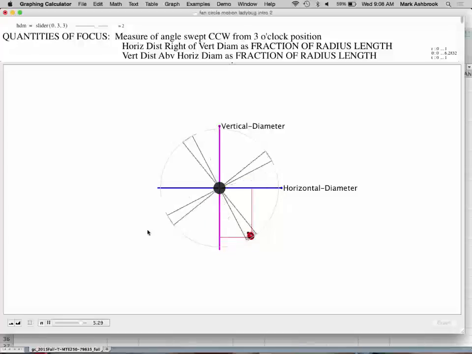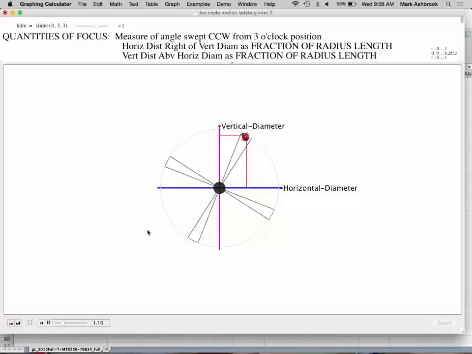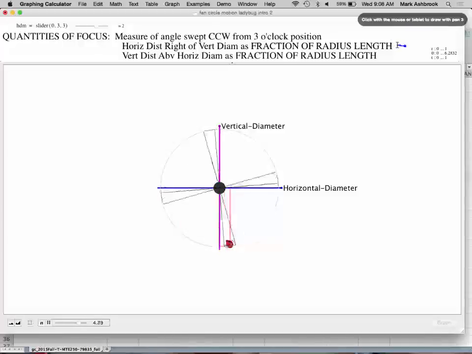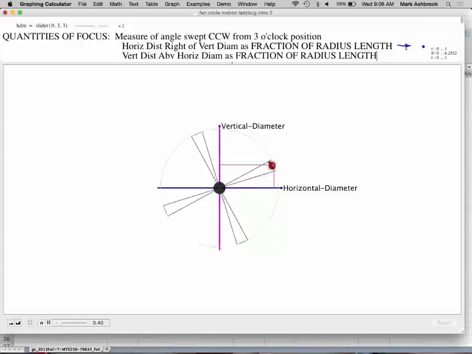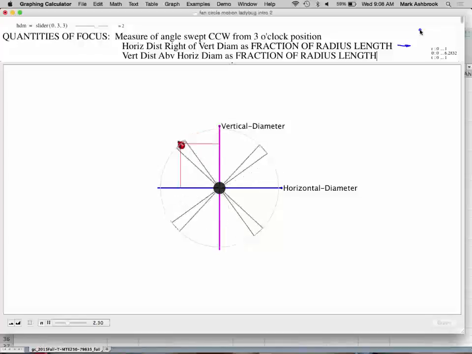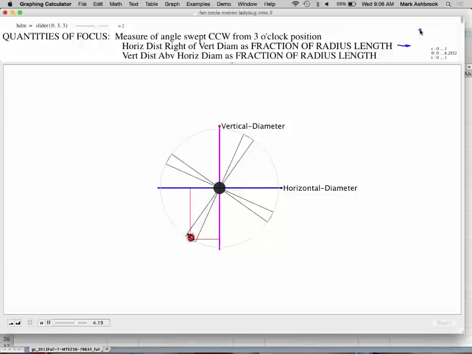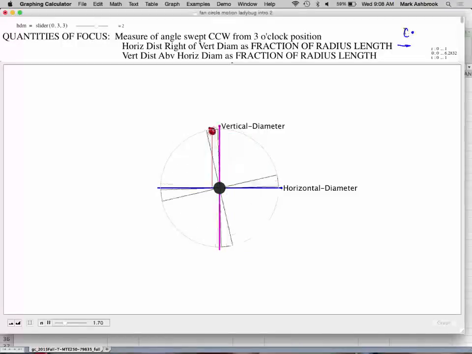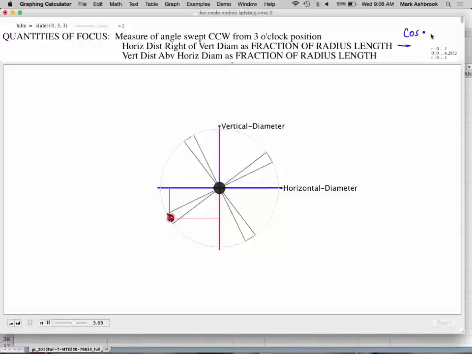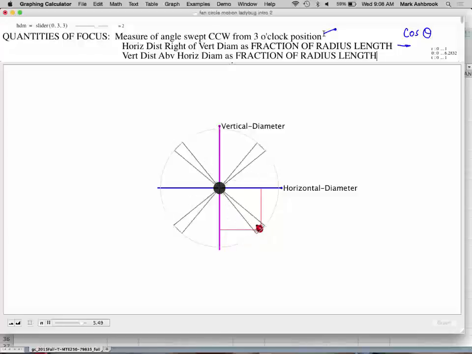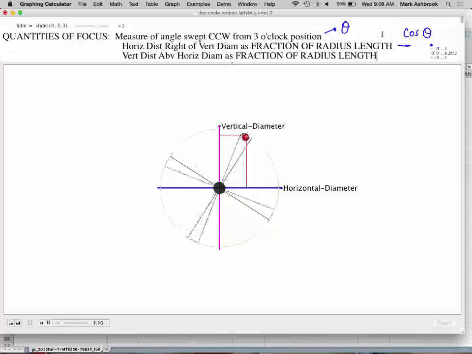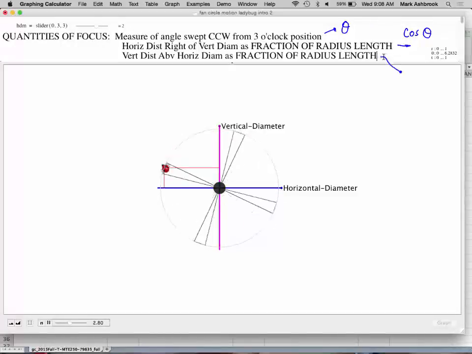We said the second quantity, the horizontal distance right of the vertical diameter as a fraction of the radius length, is the output of what function? Cosine, for an input of that first quantity, which we call theta. That's cosine theta, and this one is sine theta.